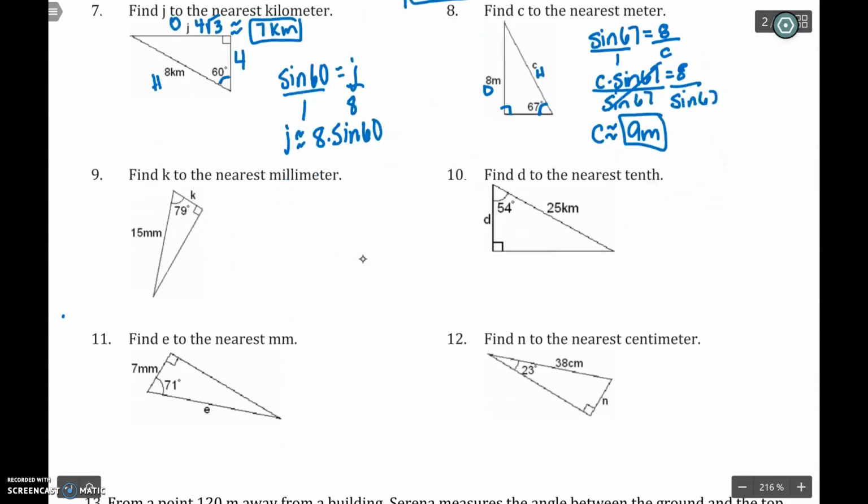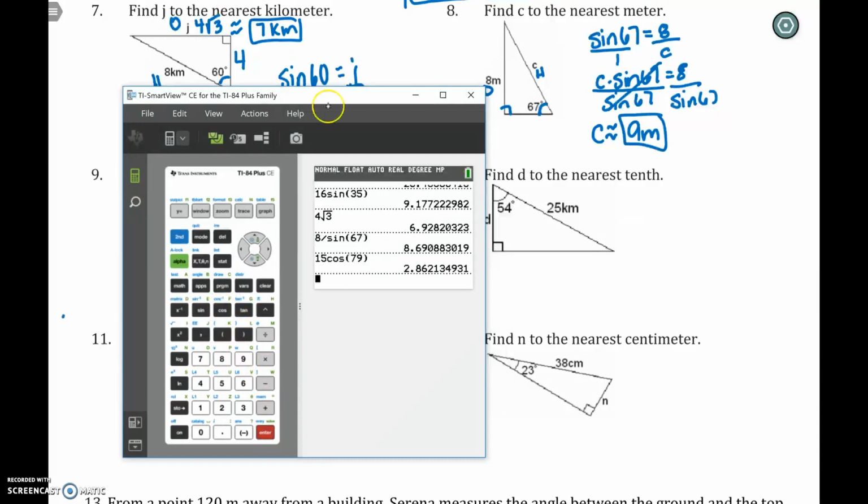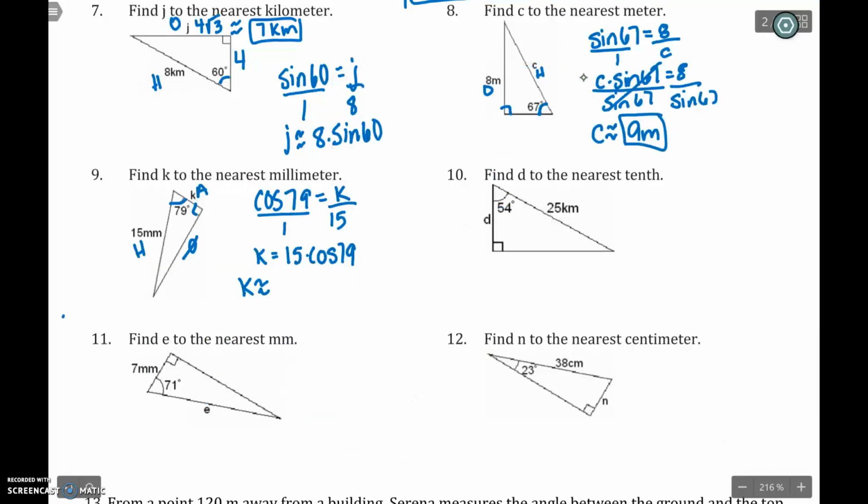Okay, for number 9, the 79 is here, so the opposite is here, which is blank. The hypotenuse is your 15, and k is your adjacent. That means you're dealing with cosine because you have adjacent and hypotenuse. So cosine of 79 equals the adjacent, which is k, over the hypotenuse, which is 15. Cross multiply. When you do that, the numbers are all on the right and the k is on the left, so k is isolated. And you're just going to type in 15 cosine 79. And you will get 2.86, to the nearest millimeter would be about 3.